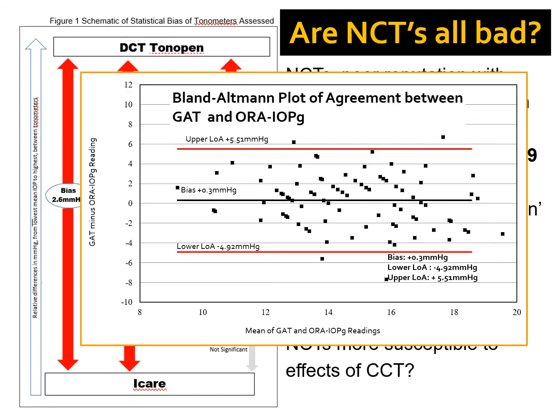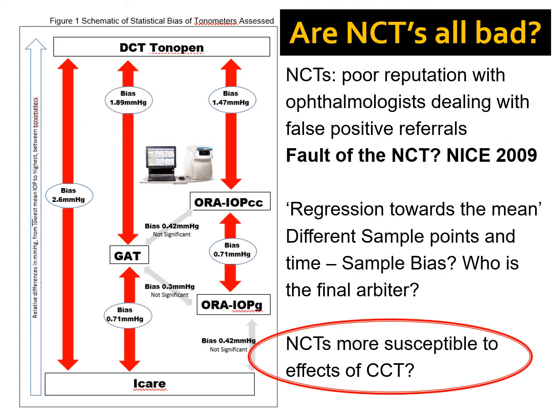So here we look at the general variability of GAT versus ORA. Although they agree, there's certainly a lot of variability in there. And you think, well, did the optometry department, when they referred, measure in one part of that variability zone, while the ophthalmology department measured in another part? You just don't know. And then the other point: NCTs are more susceptible to the effects of CCT. Are they? They're GAT mimics.